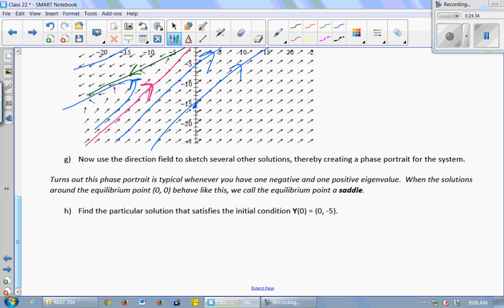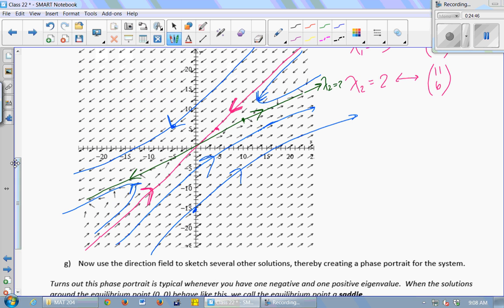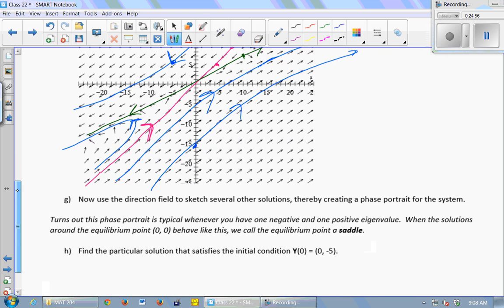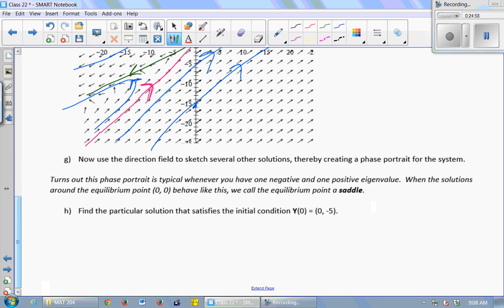Okay, so it turns out that this phase portrait is typical whenever you have one negative and one positive eigenvalue. The solutions around the equilibrium point behave like this, where they use the straight line solutions as asymptotes. This picture actually looks kind of like a saddle, right? So we call the equilibrium point a saddle.